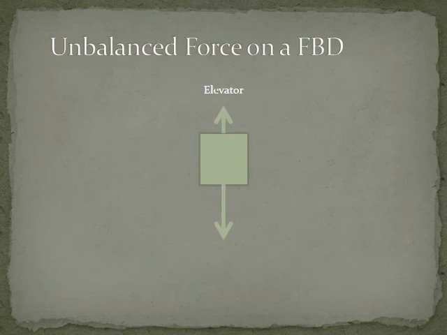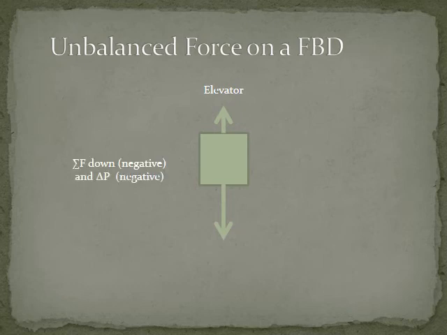Now let's take a look at a free body diagram that has unbalanced forces acting on it. So this is a free body diagram of an elevator, and you'll notice there's 2 forces on it. We've got the gravitational force pulling downward on that elevator, and we have another force holding the elevator up, probably the cables or the ropes. But something that's different about this diagram is those forces are different sizes. So I have gravity pulling downwards more than the ropes are pulling upwards on the elevator.